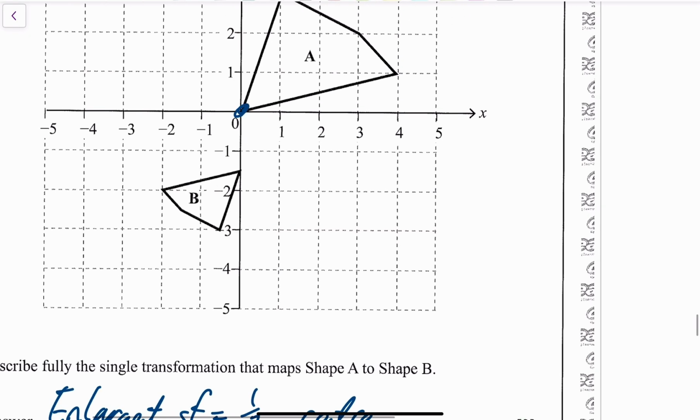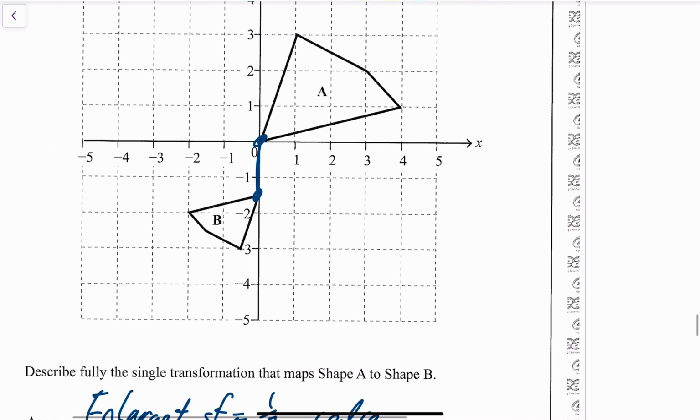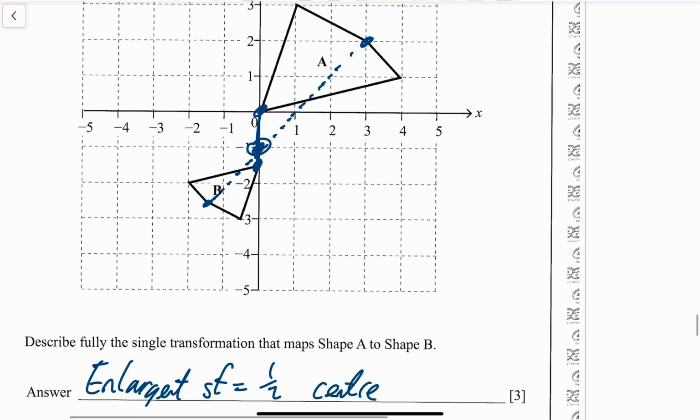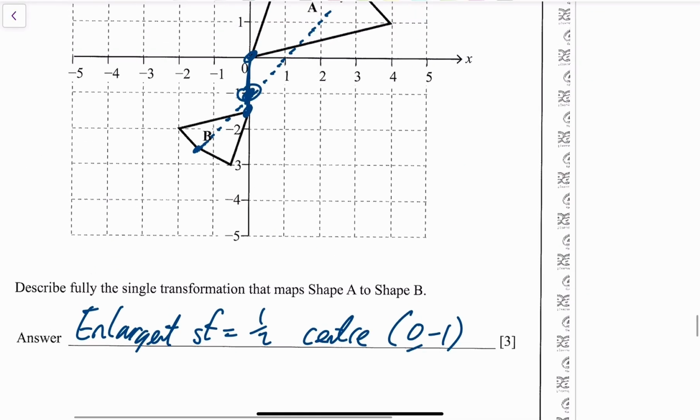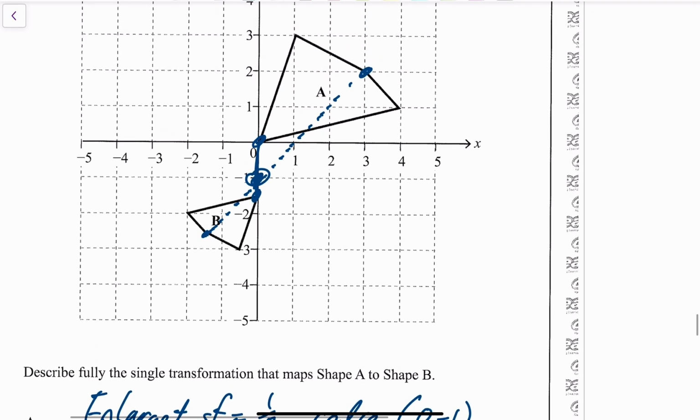So this point here goes to here. Draw a straight line between those. And also the other point that's obvious is this point goes to this point, and we're going to link those up. Just do a straight line to them using a ruler, and then you can see my centre of enlargement was actually here. So there's where my centre of enlargement is, whatever that is, 0, -1. So centre 0, -1. Okay, and that is it.